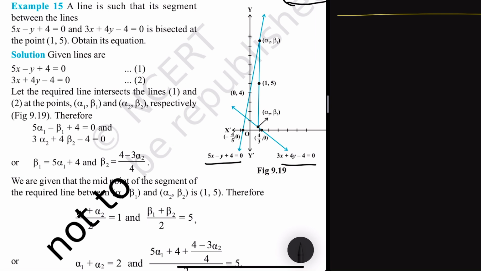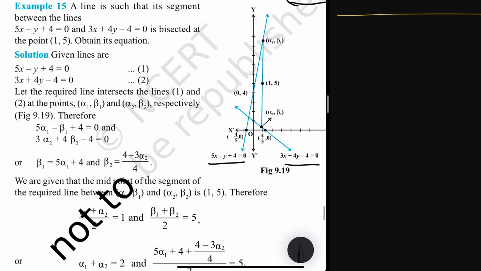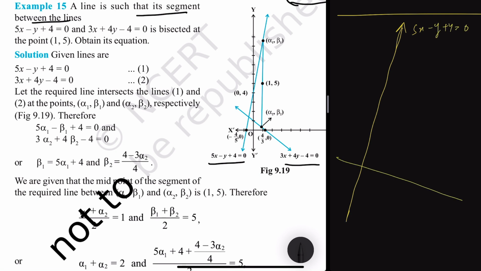We have to find the equation of the line such that its segment between the lines is bisected at the point. So what they are trying to say is, I'll just draw it again. So this is our line 1, which is 5x - y + 4 = 0. And this is our line 2, which is 3x + 4y - 4 = 0.